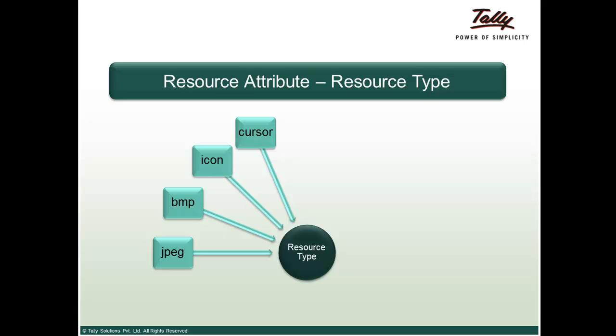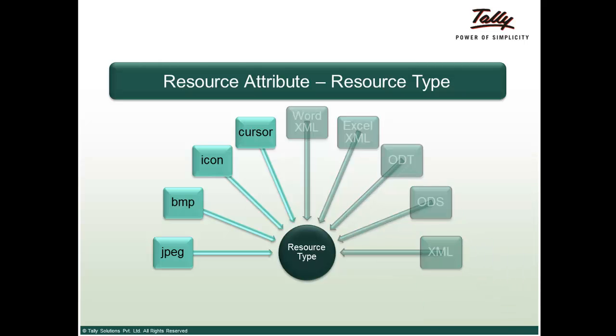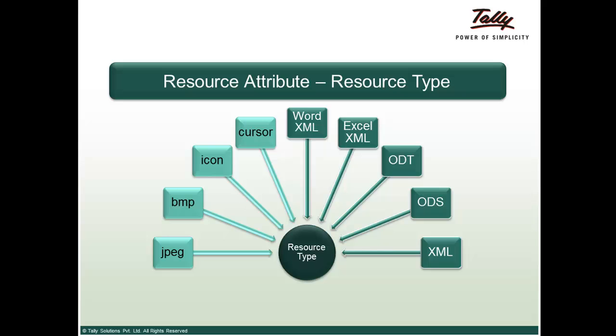These resources were allowed to be used in part definition using the attribute image for displaying, printing, and exporting. To support the feature print from productivity suites, the resource definition is enhanced to allow the inclusion of Word XML, Excel XML, ODT, ODS, and XML as resource types.